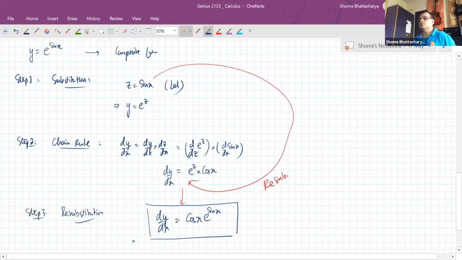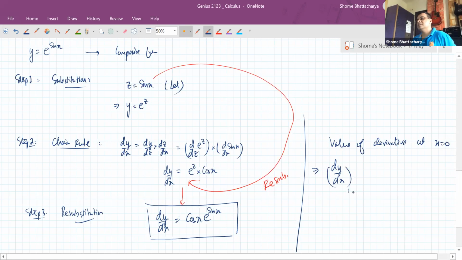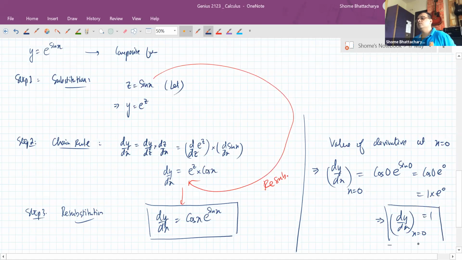Now the next thing is, I wanted to find the value of the derivative at the point x equal to 0. So that is nothing but the value of dy by dx when x is equal to 0. So that becomes how much? That becomes cos 0 into e raised power sine 0, which is nothing but cos 0 into e raised power 0, which is nothing but 1 into e raised power 0, which is nothing but 1. So your answer finally is this, that the value of the derivative at the point x equal to 0, or if we have drawn the graph, the slope of the tangent at the point x equal to 0, in fact, happens to be 1.